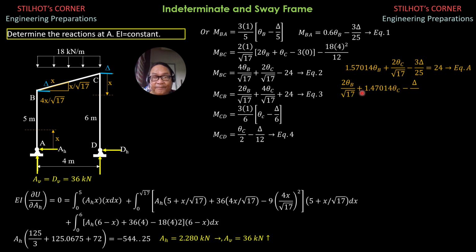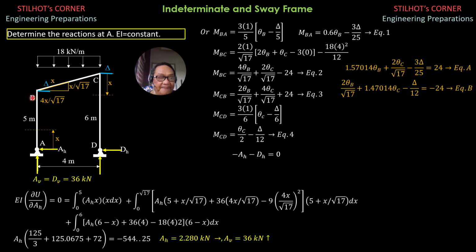The equation would be 2 theta B over square root of 17. Take note of the technique in interchange coefficients, plus 1.47014 theta C, then minus delta over 12 equals negative 24. Equation B. Since there are three unknowns, then we should set up the third equilibrium equation, that is summation of forces x equals 0. So summation of forces x equals 0, negative AH, negative DH equals 0. So this is the equation formulated.